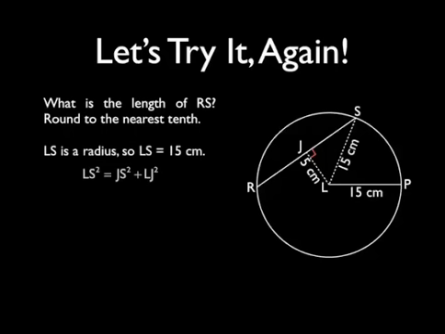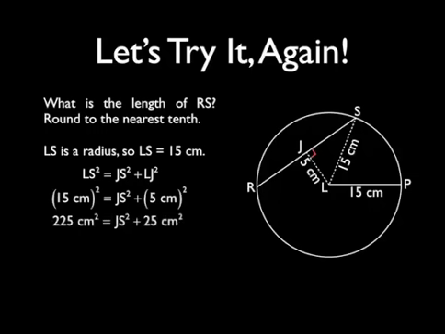Once again, we know that if we extend segment JL, we'll get a diameter. So JL is going to be the perpendicular bisector of segment RS. And we have a right triangle, so the Pythagorean theorem applies. Plugging in our values and squaring them. Now we'll subtract 25 square centimeters from both sides of the equation. And of course, to undo a square, we take the square root.